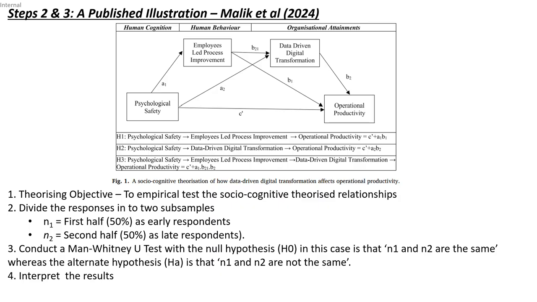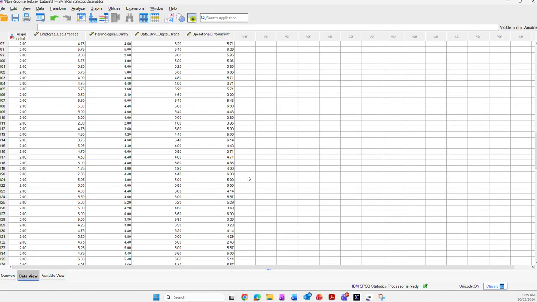The late respondents are assumed to be similar to non-respondents. We perform a Mann-Whitney U Test, which we'll just do, and then interpret the results. For that, I need to go to my SPSS, for the theoretical constructs that you saw in the slides. As I mentioned, there are 184 respondents. I have divided them so the first 92 are coded as 1, and the remaining 92 as 2.